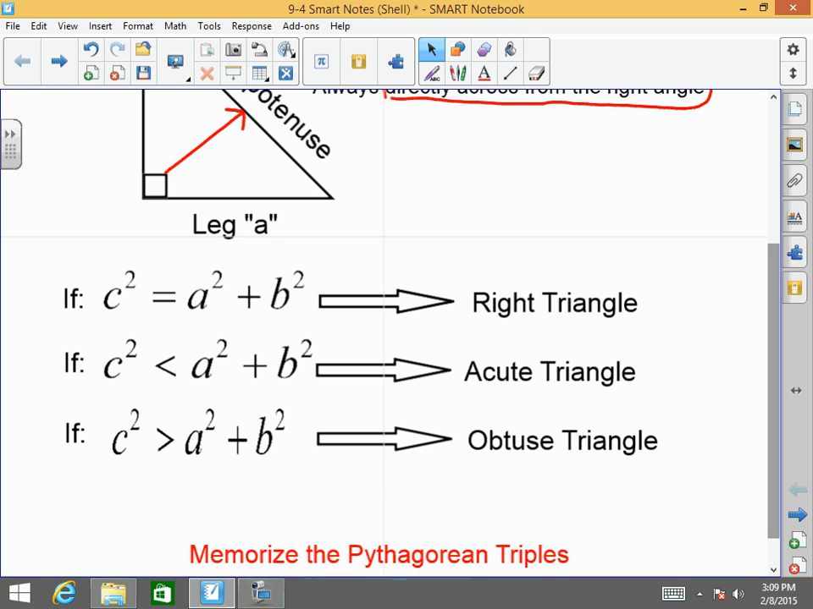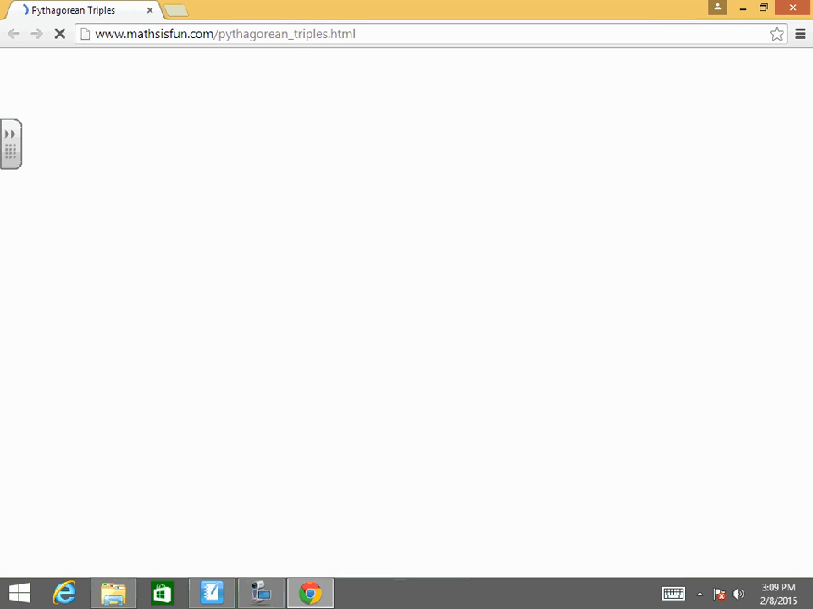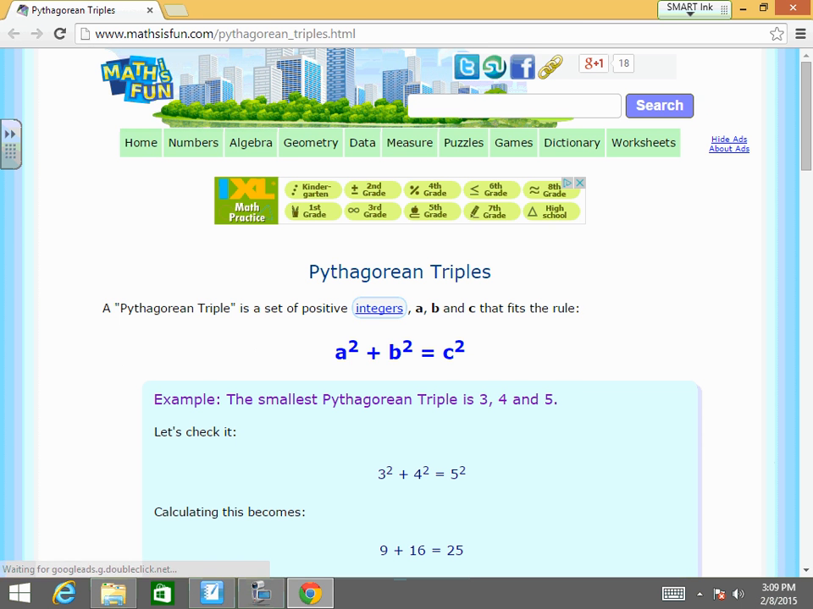Now, we're going to be working with the Pythagorean theorem. And later on in the chapter, we're going to have a whole section dedicated to what's called the Pythagorean triples. However, it will behoove you to start memorizing the Pythagorean triples now. So let's just take a quick look at the Pythagorean triples.